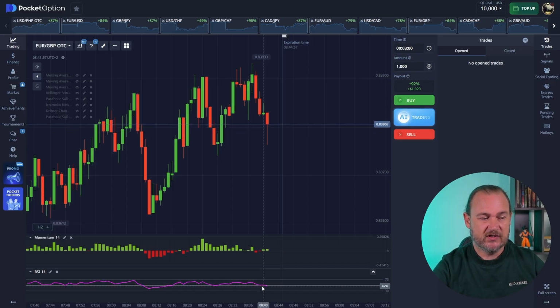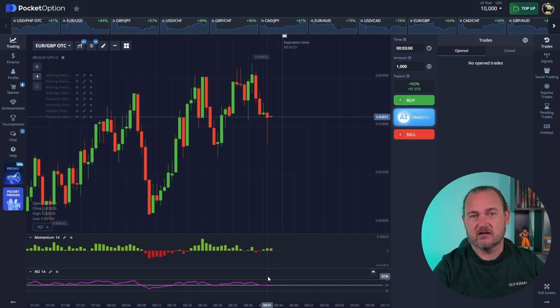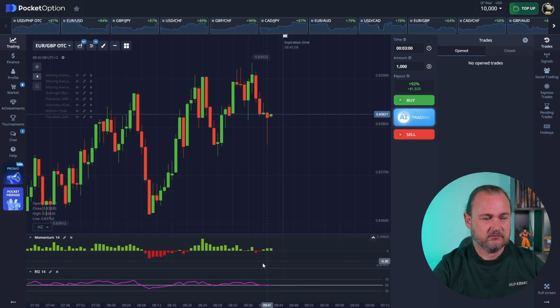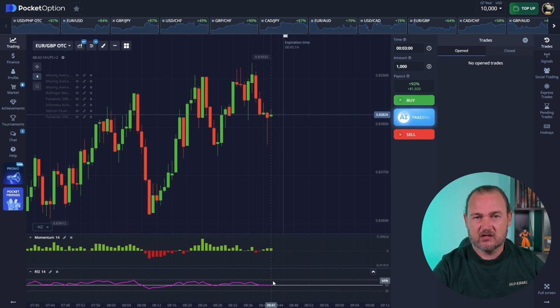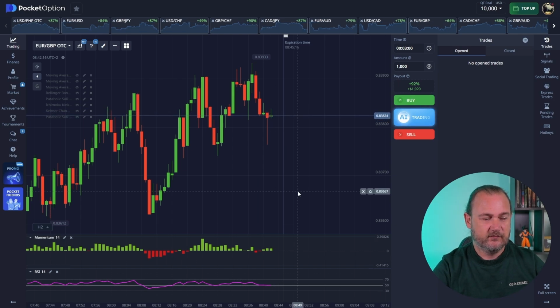We do need to wait for that rejection. We do need to wait for that RSI to lift back upwards from the 50 line before we can take any trades or any entries. Looks like we might have that. If the RSI does indeed lift up here, then we can go for a buy entry.